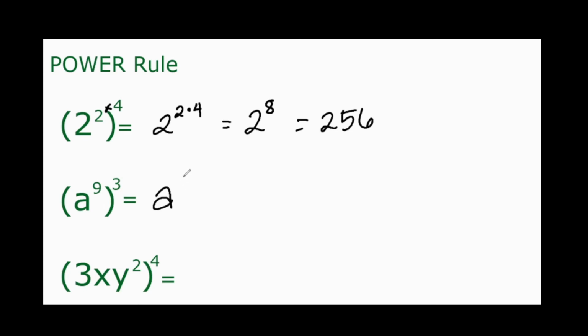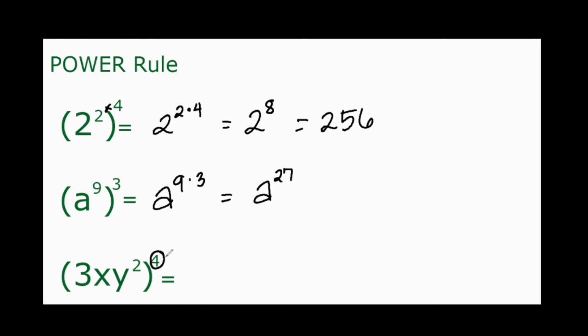Okay, so now let's move to our second example. A raised to 9 times 3. That is equal to a raised to 27. Okay, so how about example number 3? As you can see, we have a numerical coefficient and 2 variables. All we have to do for example number 3 is distribute the exponent outside.